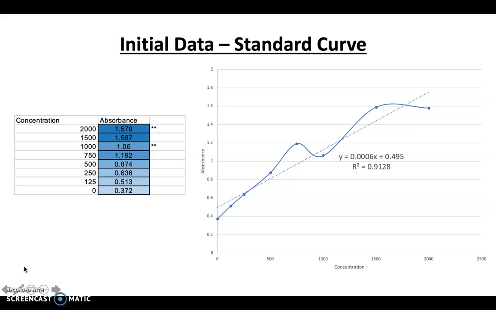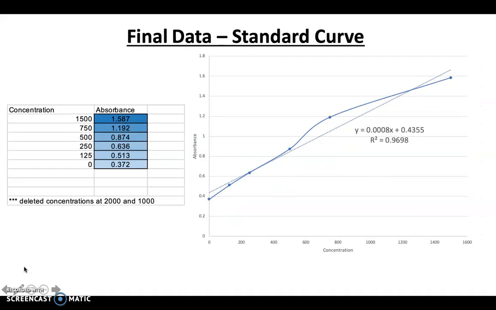Those include the points at the concentrations 1000 and 2000, so we decided to remove those points, giving us the graph on the next slide. The R-squared value for this graph is 0.9698, which is very close to 1, making it more linear.